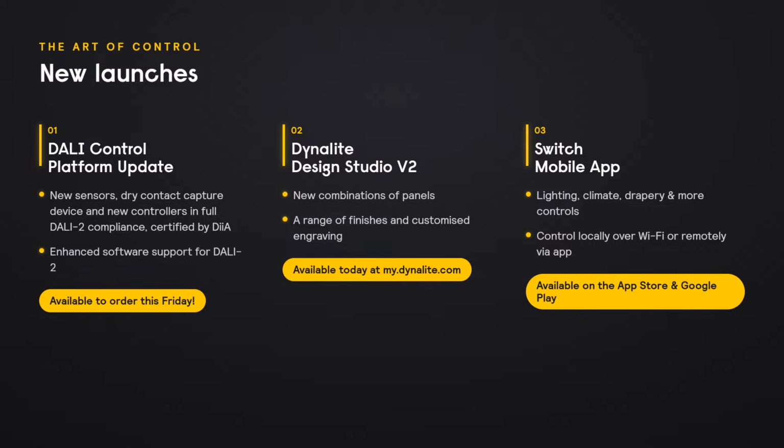And finally, we deep dived into our recently launched Switch mobile app. This brings beautiful, intuitive control of your home or small business right to the device you already have in your pocket. Lighting, climate, drapery, and more controls are presented in our beautiful Array user interface. With Switch, you can now control both locally over Wi-Fi or remotely via the Dynalite Cloud when you're away. And the app is available to download today, free of charge in the Apple App Store and the Google Play Store. Plus, there's a demo mode you can check out before setting up new projects.